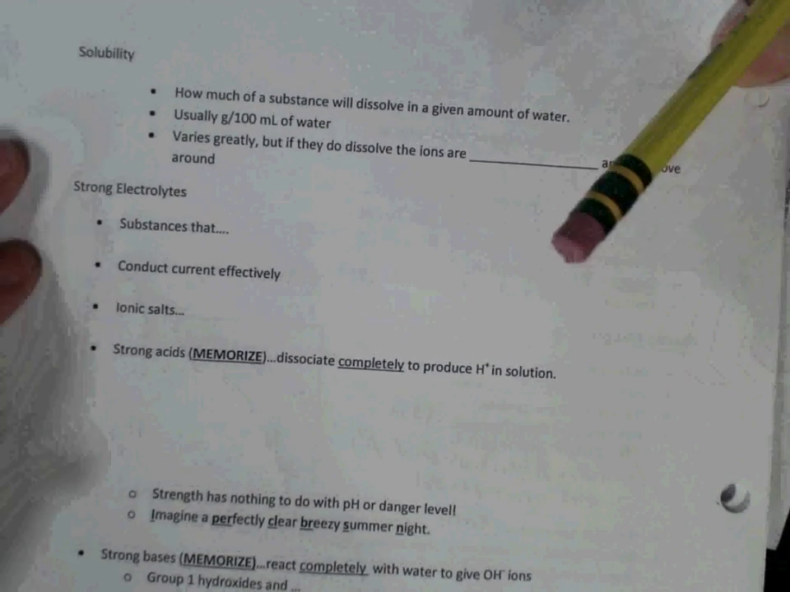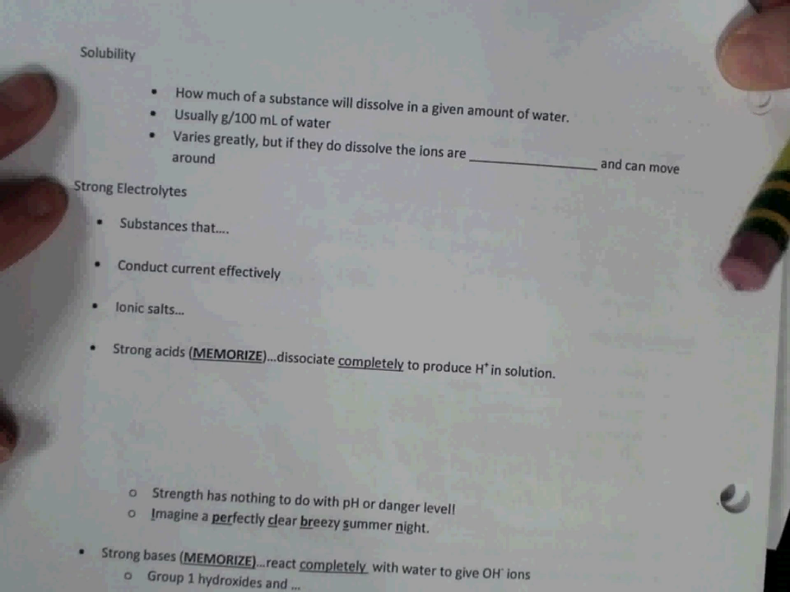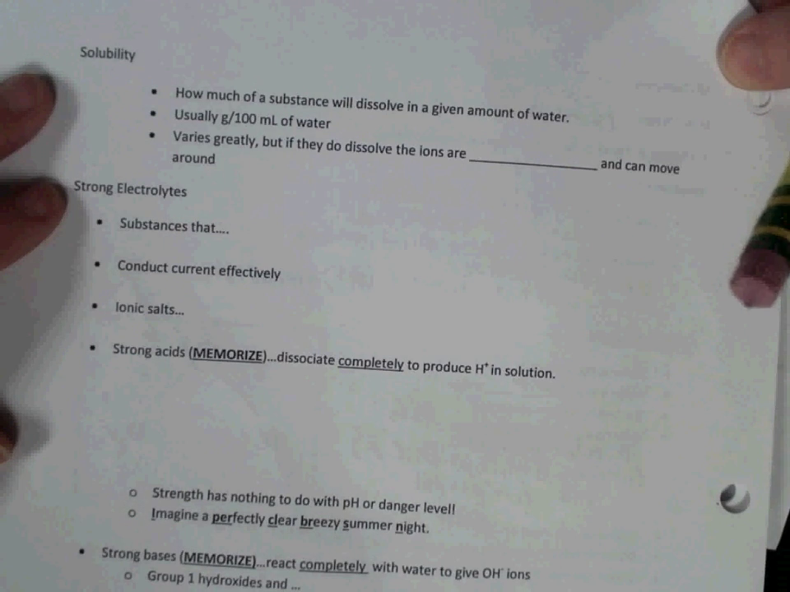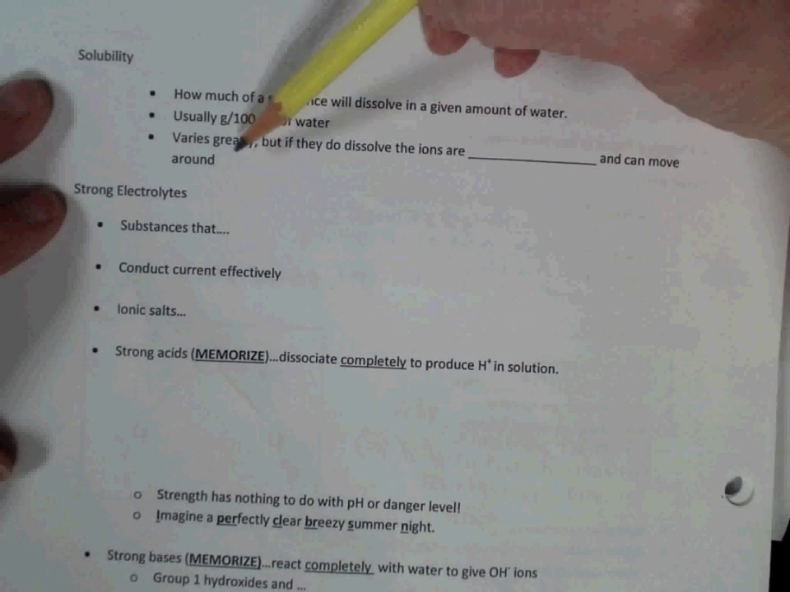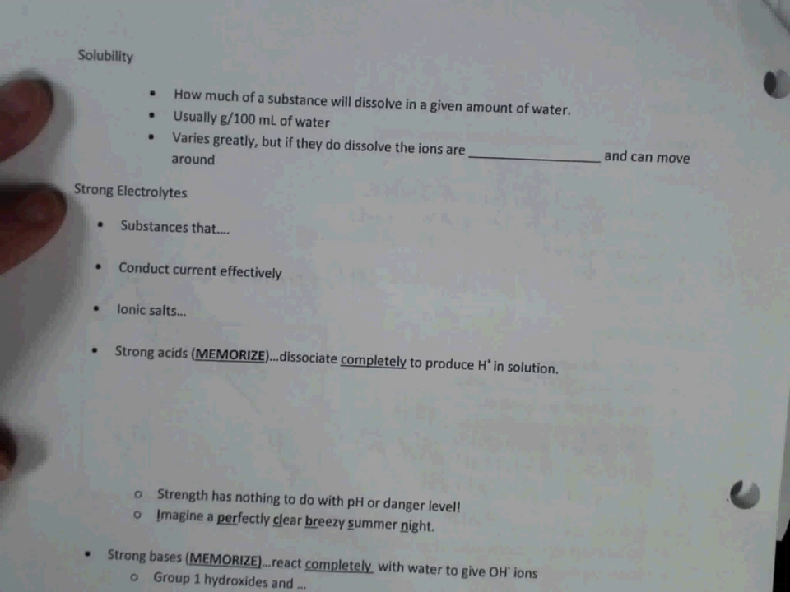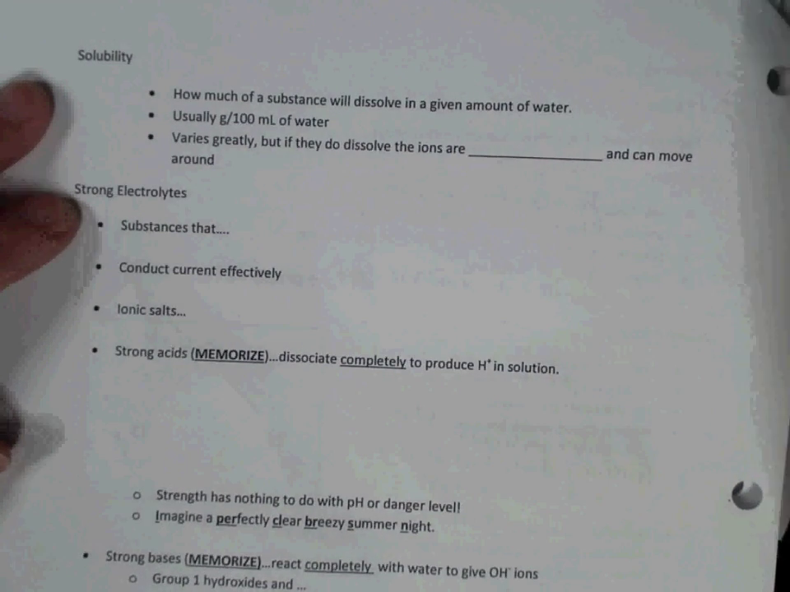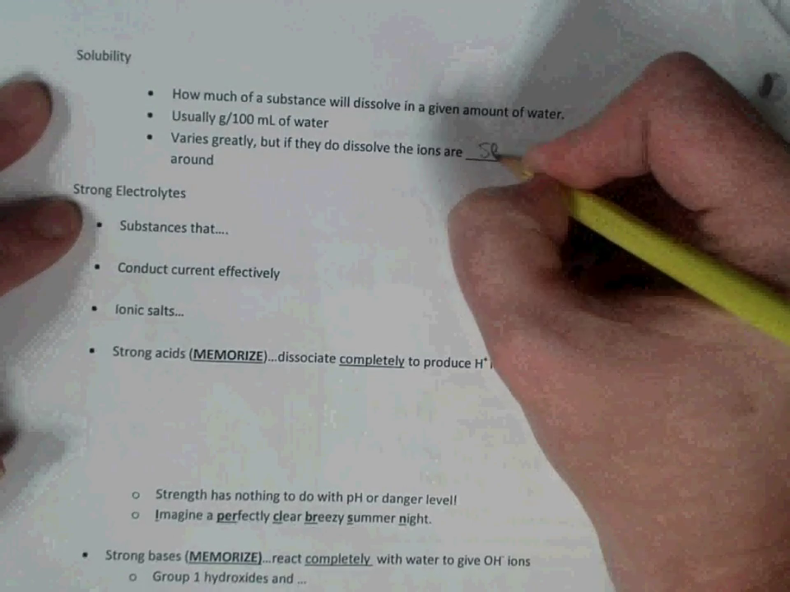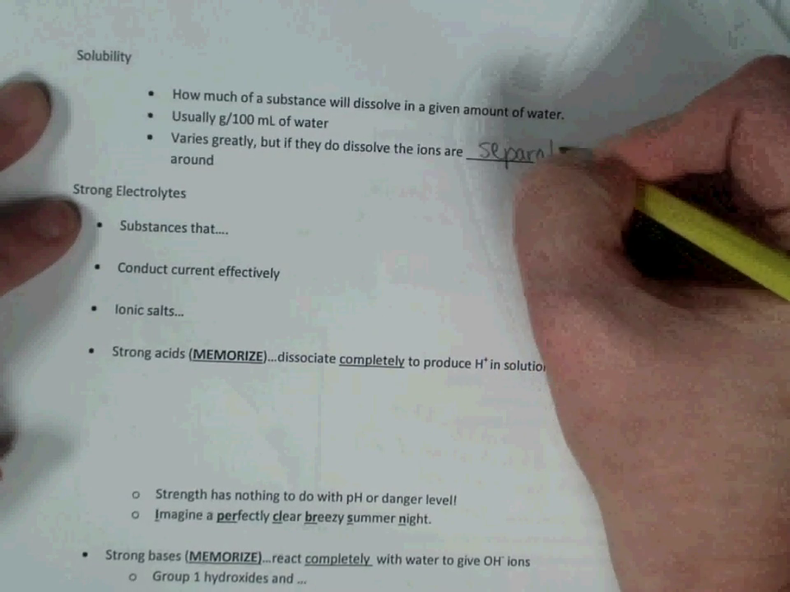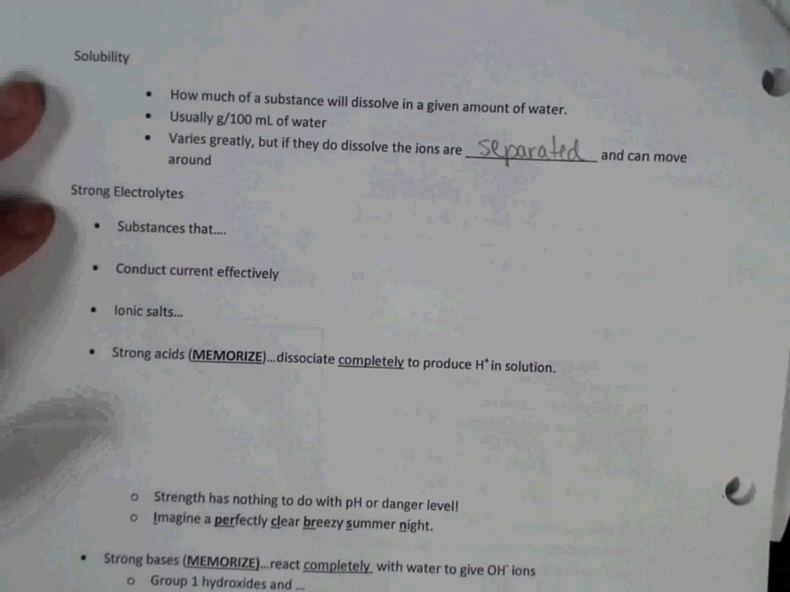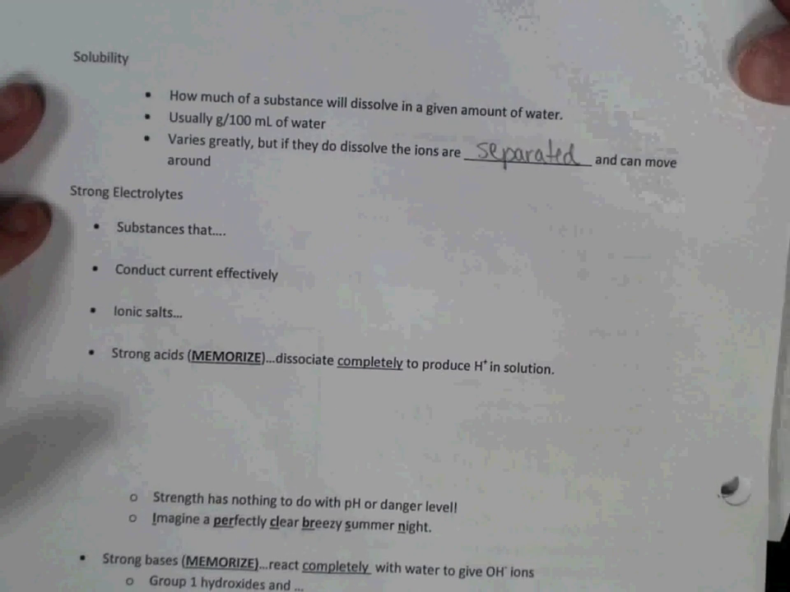How much of a substance, we're talking about solubility, how much of it will dissolve in a given amount of water? We're usually talking about grams per 100 milliliters of water. It varies. But if they do dissolve, then the ions are separated, which we were just talking about, and can move around.